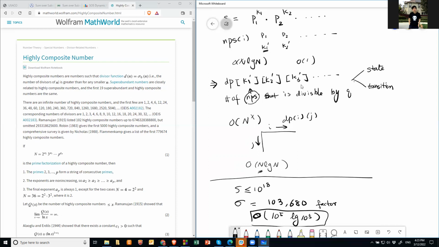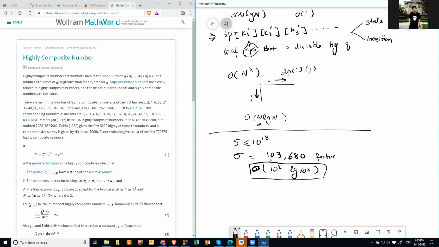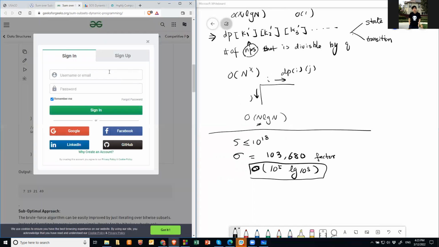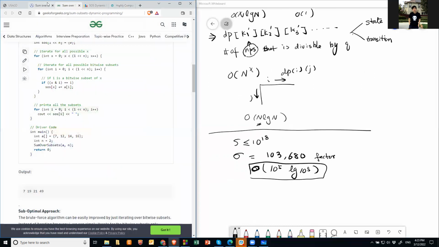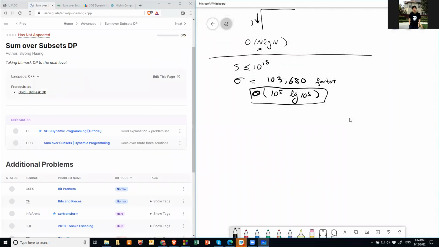The key is really how to not do it in n to the power of x complexity, but do it in n log n complexity by using the sum over subset approach. Okay, so then what's the last thing left to do is I need to make all the factorial, right?